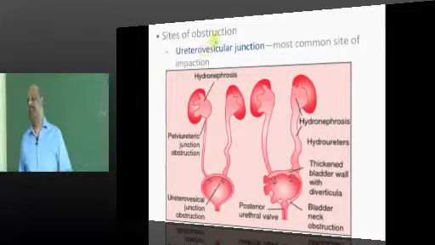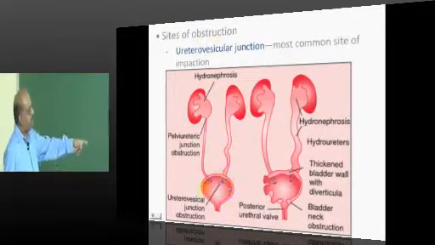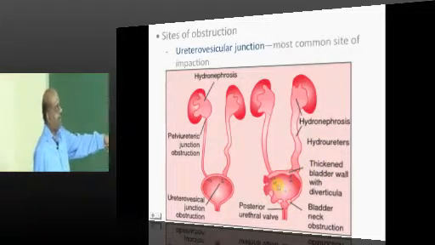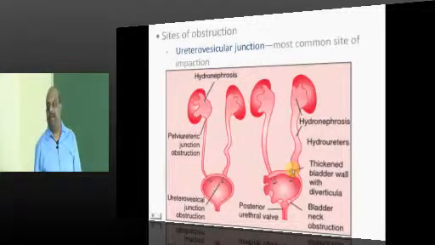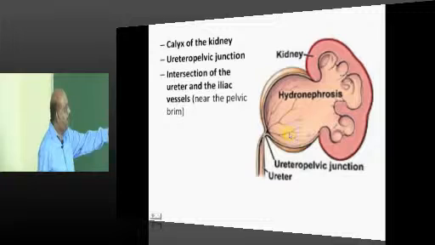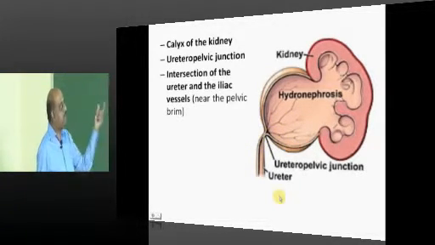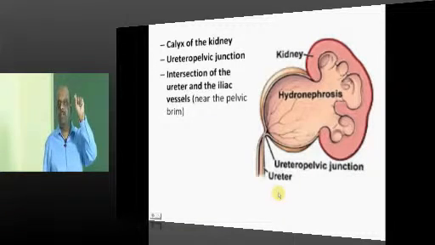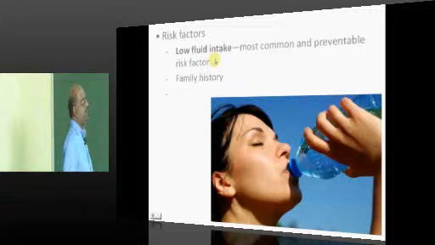Now, what is the site of obstruction? A stone commonly obstructs between the ureter and the vesicle. Uretero-vesicular junction is the place where the stone gets stuck. Other locations include the calyx of the kidney, the uretero-pelvic junction, and the intersection of the ureter with the iliac vessels, which is a narrowed, constricted part of the ureter. There are other locations where a stone can lead to development of obstruction.